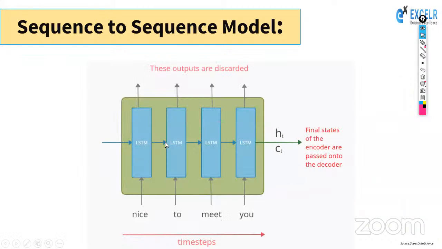So this is the output we are getting. This is the encoder state. So from the encoder model, we are getting the hidden or internal state and the cell state, which is passed to the decoder, and the outputs are discarded. Right?